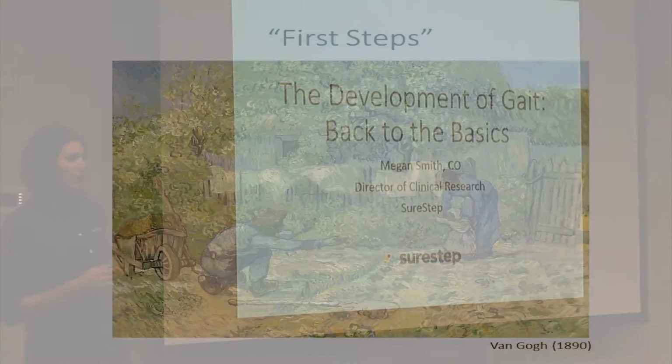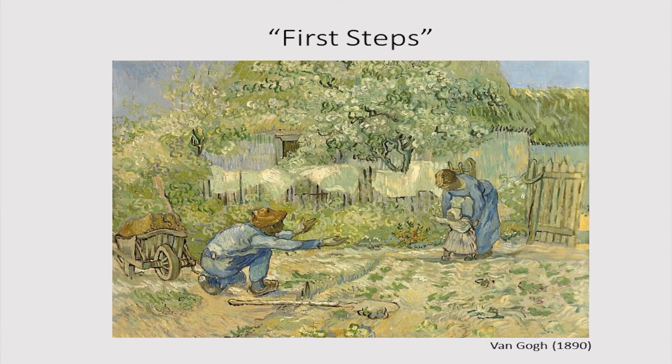This is a painting that Vincent van Gogh did in 1890. The painting is titled First Steps. So this depicts a father and a mother out in the field with their young child taking their first steps. And I think this is powerful in that it shows that for a long time, first steps have been a very big milestone for our kids.